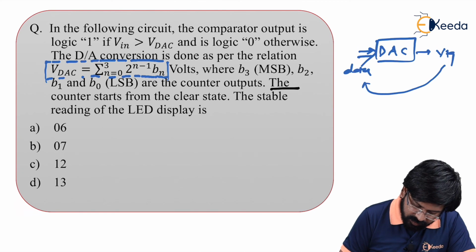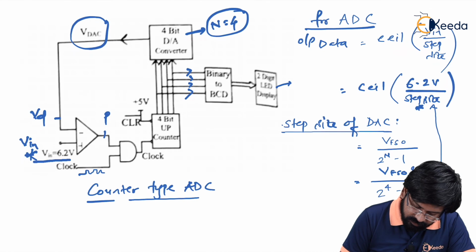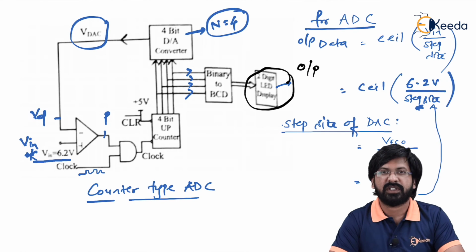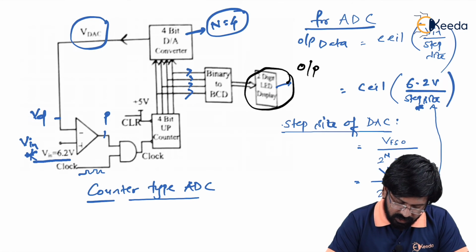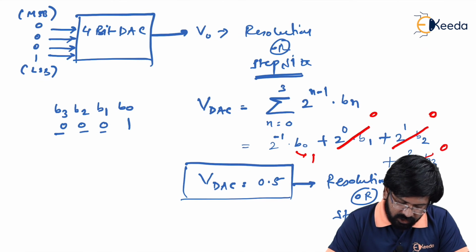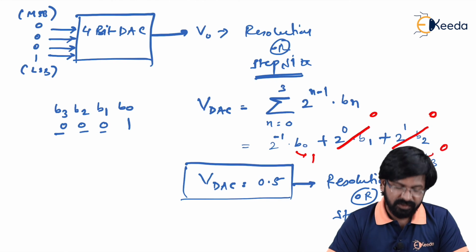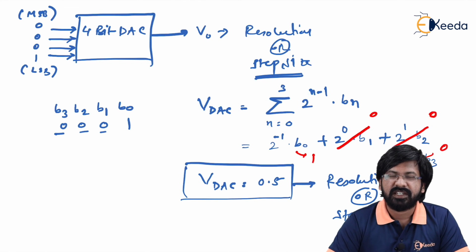So the question is, the counter starts from clear state. The stable reading on the LED display is, what is the answer? It is 13. As you can see, on the LED display what we get is the output, and the output was 13. So we will get of course 13 as output. So I am sure you understood this problem. Just keep your concepts of everything, that is ADC as well as DAC, very clear. Try to understand what is meant by steps, what the number of steps is, what the step size is, then this topic becomes very easy. Thank you.